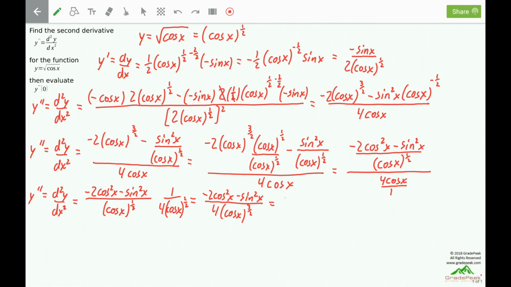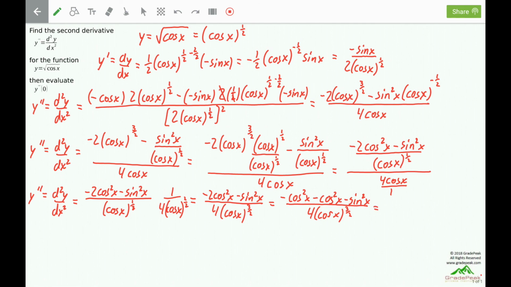Now we're going to be able to produce the Pythagorean trig identity in the numerator if I separate the cosine squared x's. We have -2 of them. I can separate into a -1 and a -1. Now the whole reason I separated it that way is we will then match the coefficients of one of them with the sine squared term. They're both -1. And that'll be over a cosine of x to 3/2 times that 4.